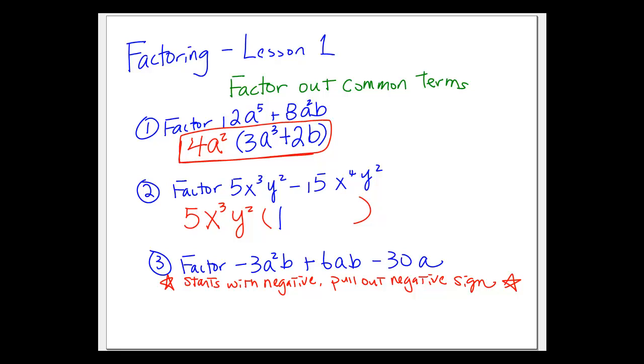After you pull this out, you can see this term, 5x cubed y squared times 1, will get you back to the first term. And then we pull down the subtraction sign here. And we can see 15 divided by 5 is 3. And we pull out 3 of the x from x to the 4th here, so we still have 1x. And we already pulled out y squared.